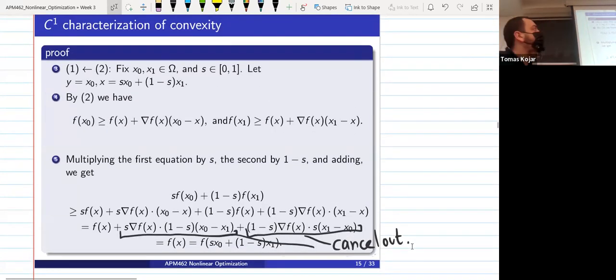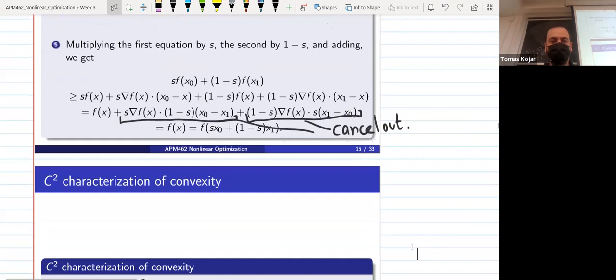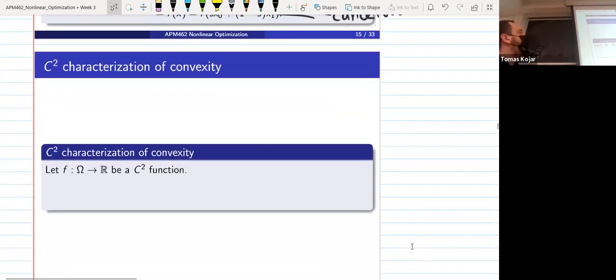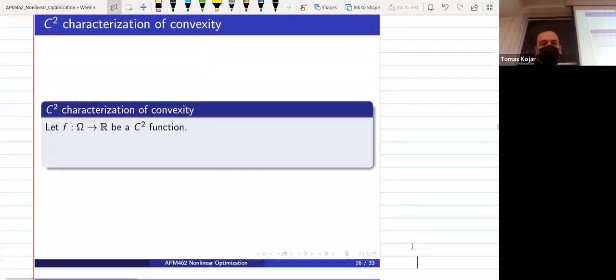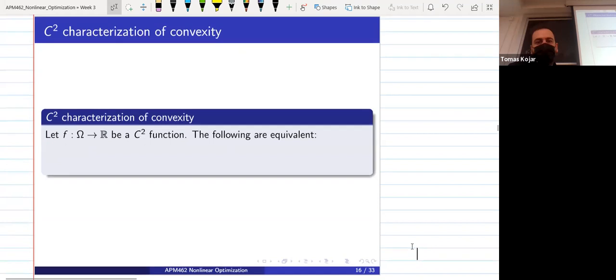So this is the C1 characterization. The tangent plane is always below the graph of your function. So tangent plane. All right. That's the one you're going to see wherever you go. The C2 characterization, because it's the easiest to check.